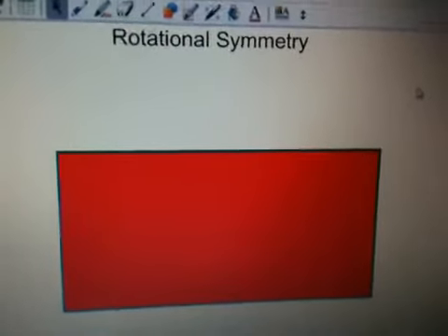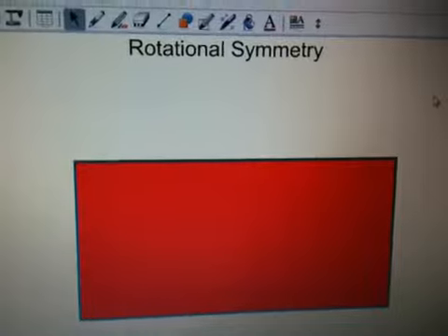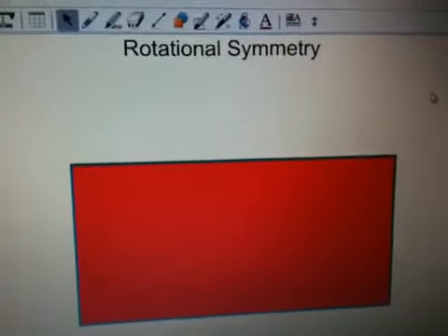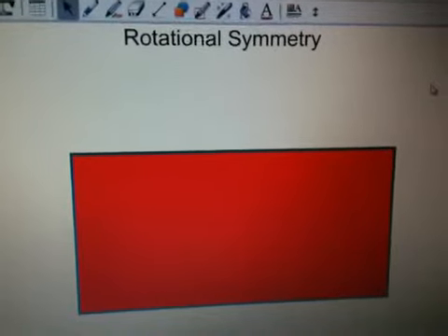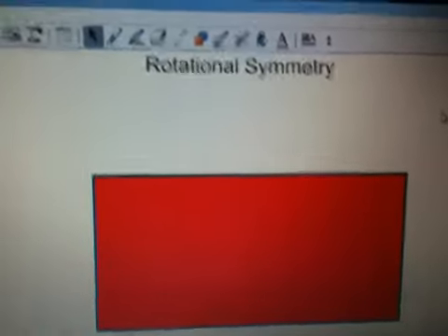We moved into a new concept, a new idea of symmetry, and that is to look at a thing called rotational symmetry. Rotational symmetry is basically if you rotate a shape and it fits within itself or looks the same, then you would say it has rotational symmetry.